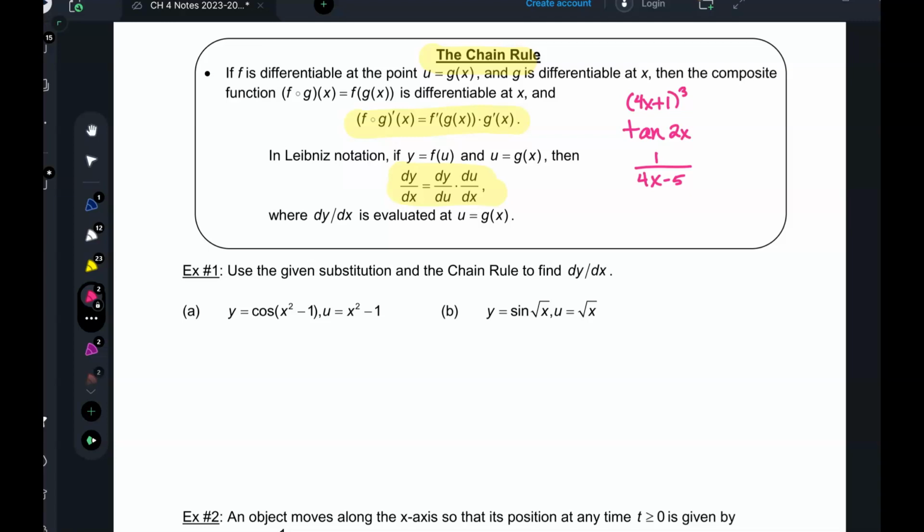Okay, and then eventually you could have more than one composition, like a composition within a composition. Which, don't worry, we're only going to do one at first. So let's focus on here.